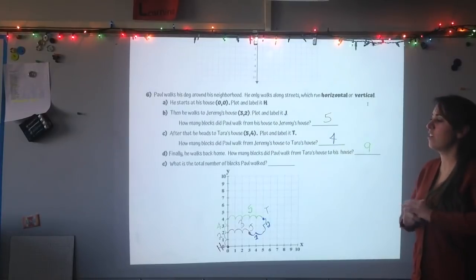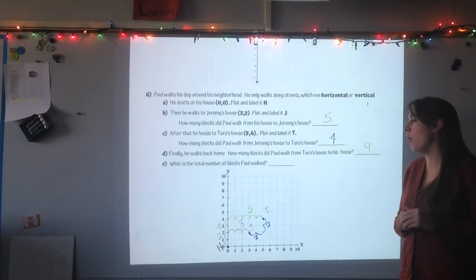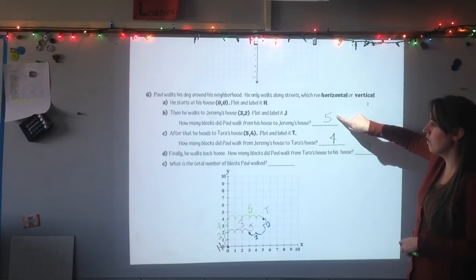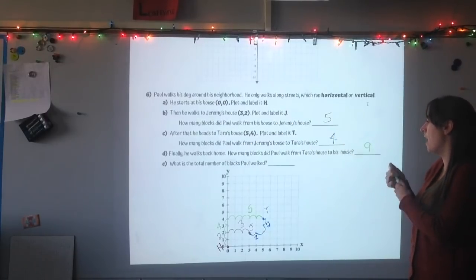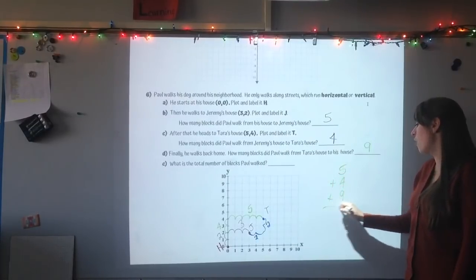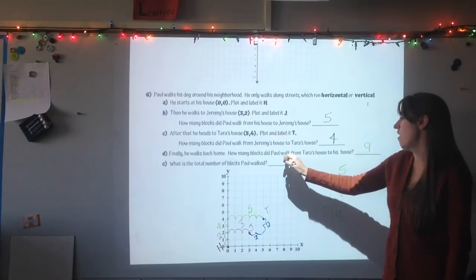So finally it asks, what's the total number of blocks Paul walked? How many steps did he get in? He went 5 blocks to Jeremy's, another 4 blocks to Tara's, and then 9 blocks back home, which is a total distance of 18 blocks.